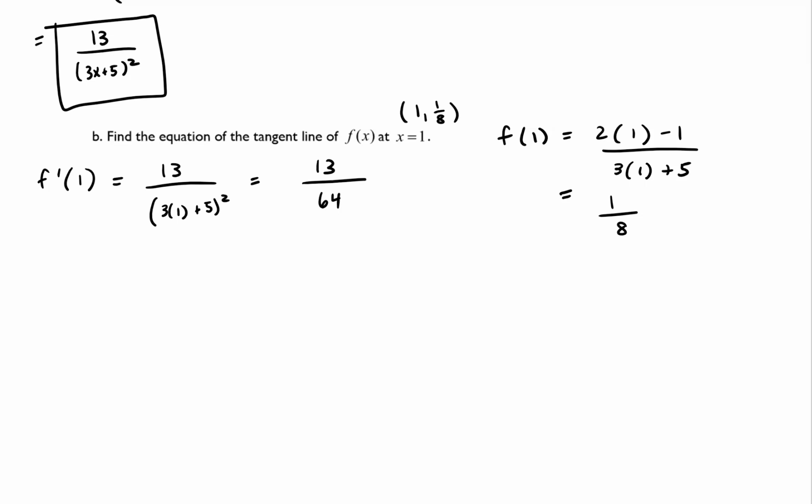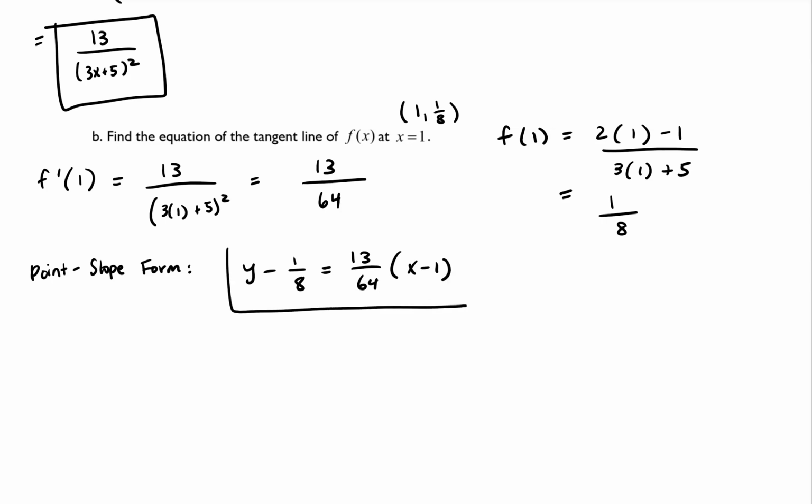So if we were using point slope form, then we'd have y minus 1/8 is equal to 13 over 64 times (x minus 1). And I'm just going to go ahead and leave it like that in point slope form.